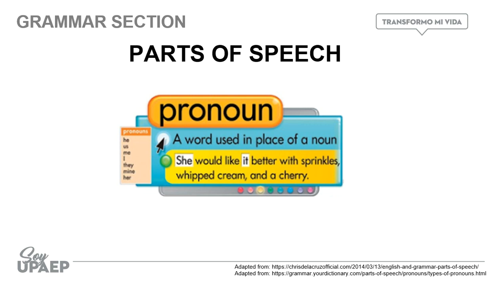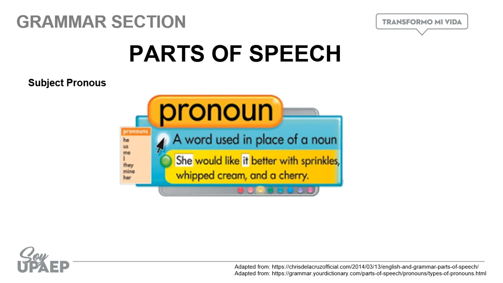A pronoun is a word used in place of a noun. A pronoun is going to replace a noun. For example, she would like it better with sprinkles, right? Maria would like his ice cream better with sprinkles. So, Maria is replaced by she, and ice cream is replaced by it.